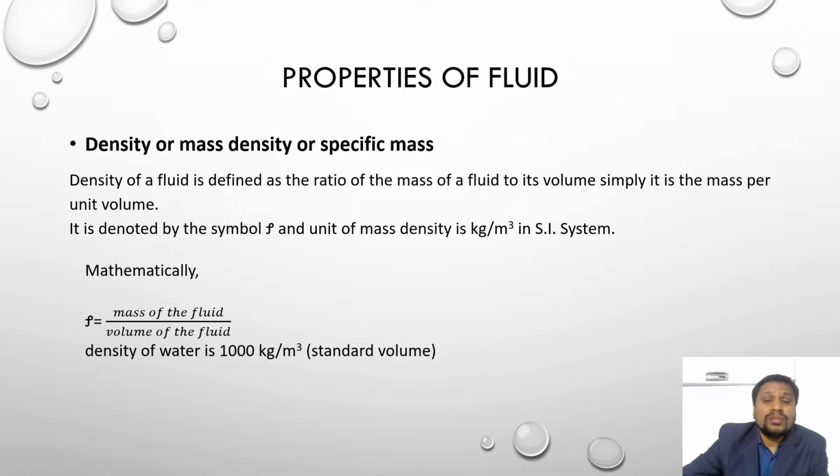Mathematically, rho is equal to m by v, the mass of the fluid divided by the volume of the fluid. Its unit is kg per meter cube, because the unit of mass is kg and the unit of volume is meter cube. The density of water is 1000 kg per meter cube.